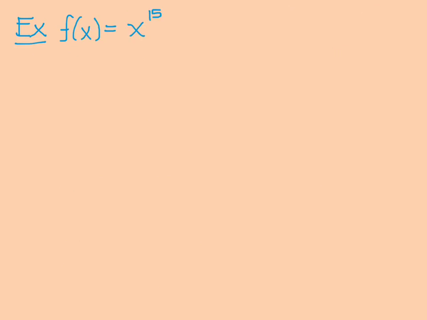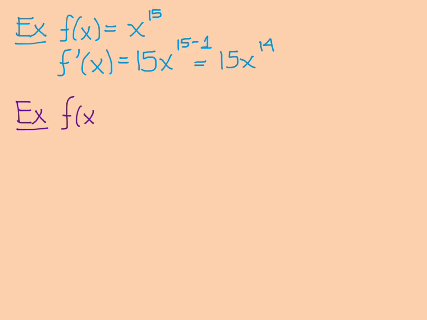Let's look at some examples. If I have f of x equals x to the 15, the derivative of that, we're going to take the exponent, which is 15, and bring it out front. So we'll have f prime of x equals 15 x to the, and now we subtract 1 from the exponent. So 15 minus 1, which gives us 15x to the 14.